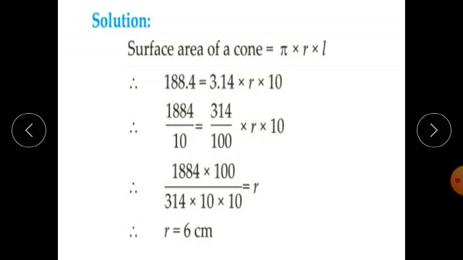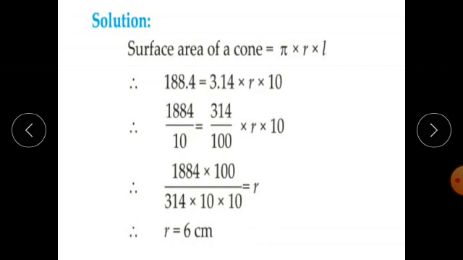Now again simple transposition. 1884 into 100 upon 314 into 10 into 10 equals r. Therefore r equals 6 centimeter.